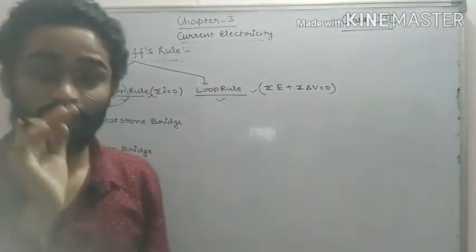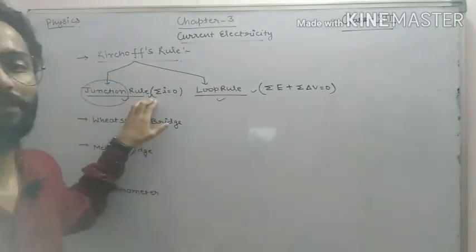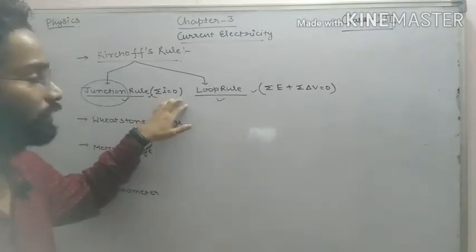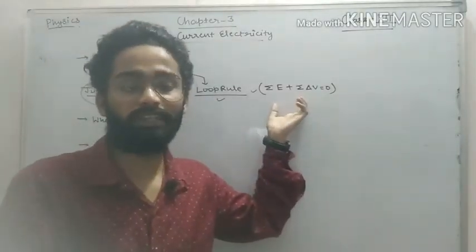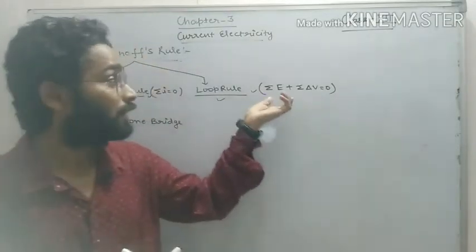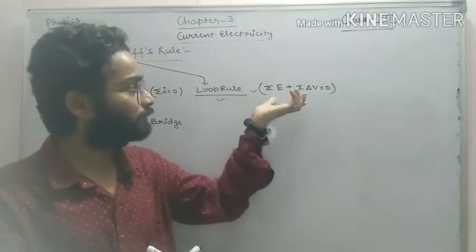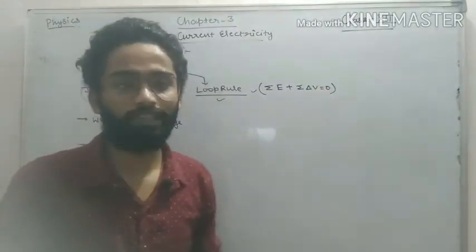The first one, the junction rule, is very important for you all. What is the junction rule? The algebraic sum of all the currents meeting at a point is always equal to 0. And the second one is the loop rule. The loop rule is about potential difference. The algebraic sum of all the potential differences, that is, the potential difference and the voltage or the EMF, is always equal to 0.